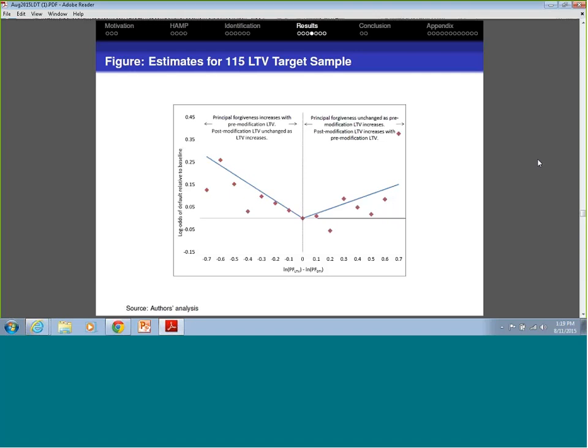LTV is binding, and they all have the same final default rate. On the right hand side, their final LTV is increasing in their initial LTV. So this sort of changes. You can see the default rate, as the final LTV is changing and as increasing LTV no longer translates to principal forgiveness, the default rate rises.